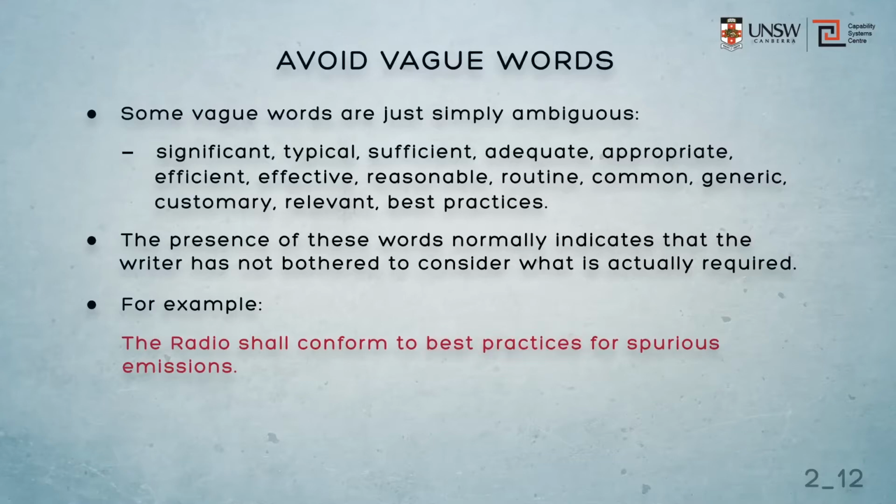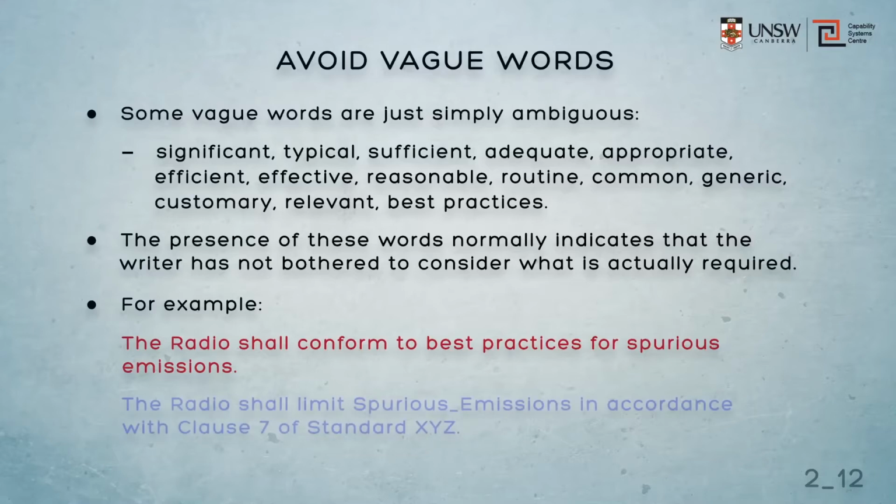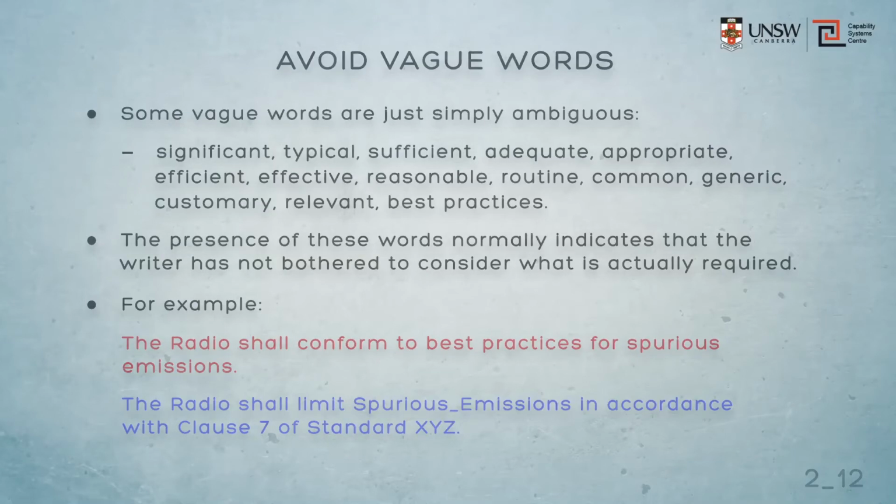So what we need to do is state a specific, measurable level, and a specific reference must be made to a standard that describes that best practice. And so we might say something like, the radio shall limit spurious emissions in accordance with Clause 7 of Standard XYZ. Note that we also make use of the glossary to be specific about what is meant by spurious emissions.